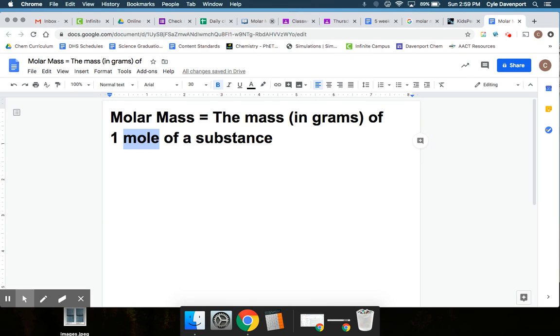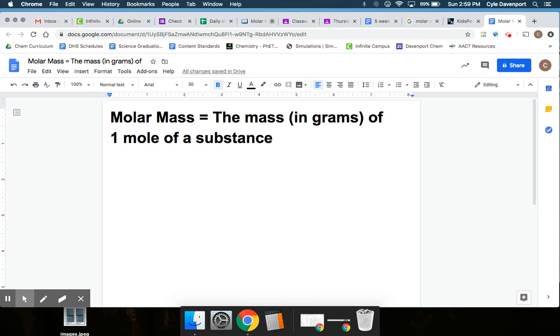On Thursday you learned about converting between atoms and moles. If I have 1 mole of a substance, it means I have 6.02 times 10 to the 23 atoms of that substance. Today is about mass, though, not about atoms. This is a very useful application of the mole. You'll see why as we go along in this unit.